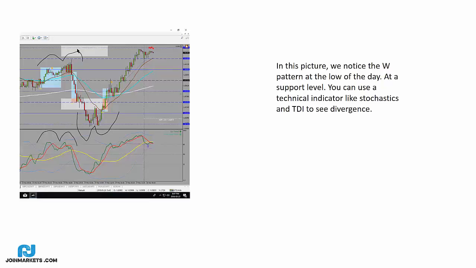Now this was on a 15-minute time frame, okay, but I would definitely suggest, like I said before, the higher time frames you look for patterns, the more effective they're going to be.